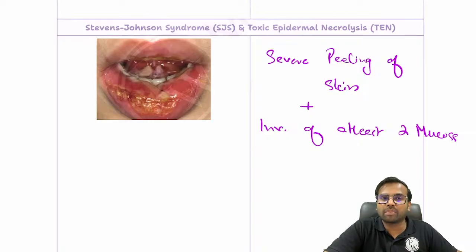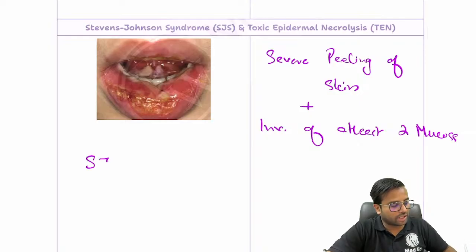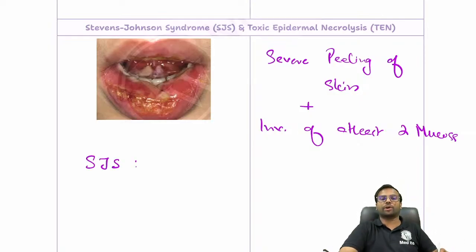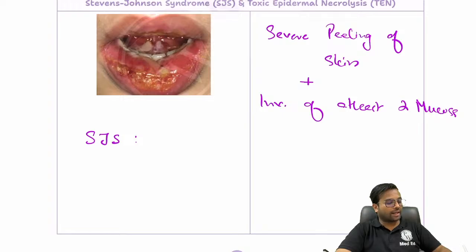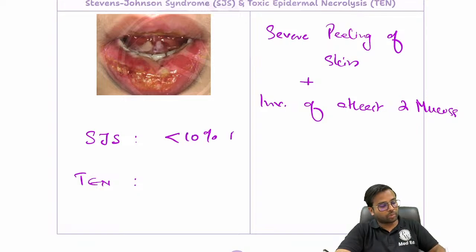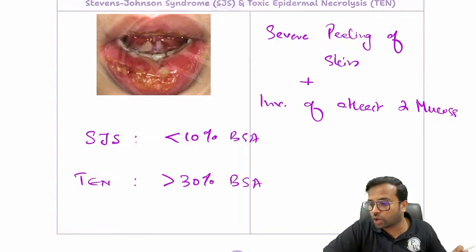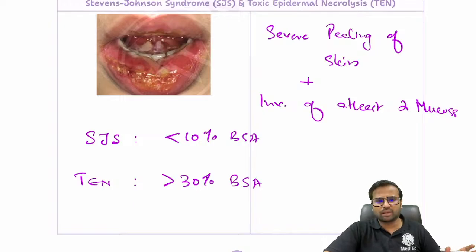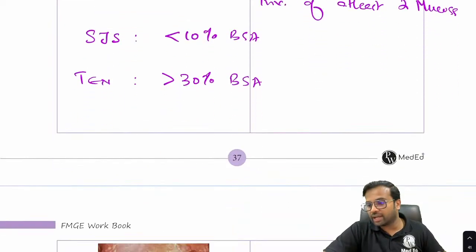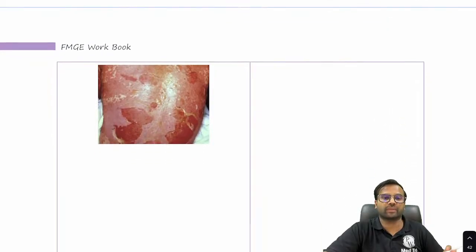Can anybody tell me what is the basic difference in terms of body surface area involved? Matlab, in Stevens-Johnson syndrome, how much percentage of body surface area is involved? And in toxic epidermal necrolysis, how much percentage is involved? Very good, Dr. Shaikh. Less than 10% body surface area is Stevens-Johnson, and more than 30% body surface area is toxic epidermal necrolysis. Matlab, what is more severe? Toxic epidermal necrolysis is going to be more severe. And patient will be coming to you with something like this.